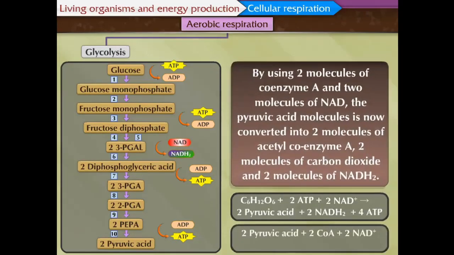By using 2 molecules of coenzyme A and 2 molecules of NAD, the pyruvic acid molecules formed during glycolysis are converted into 2 molecules of acetyl coenzyme A, 2 molecules of carbon dioxide, and 2 molecules of NADH2.